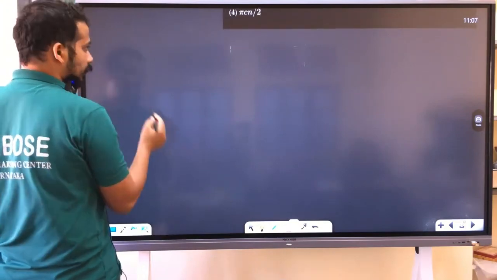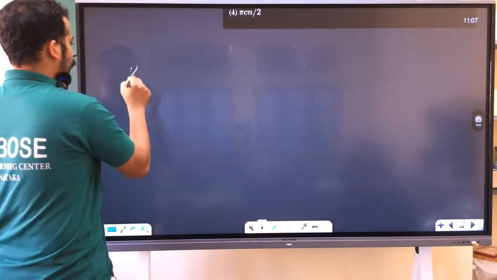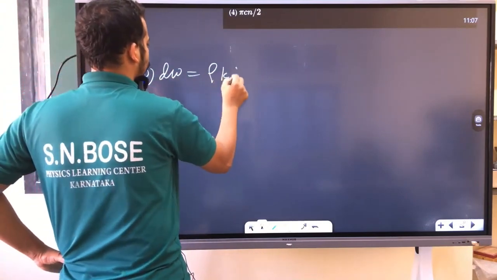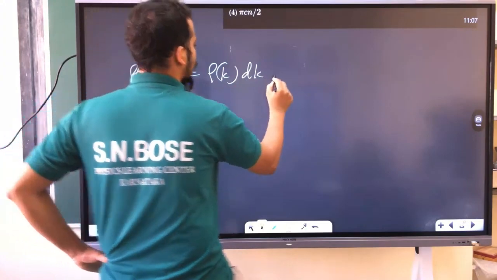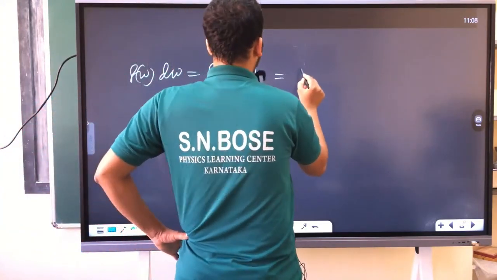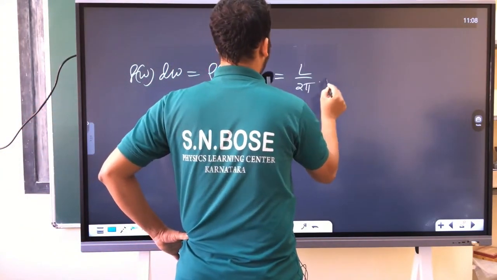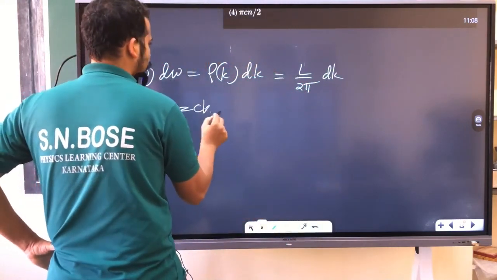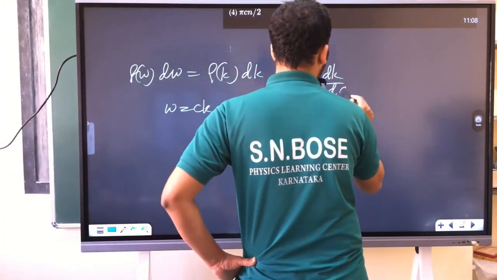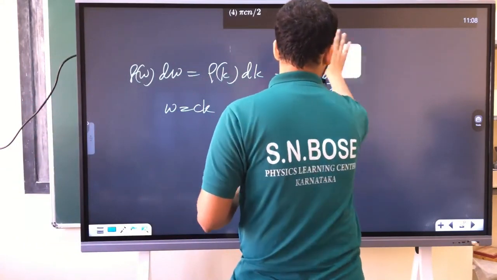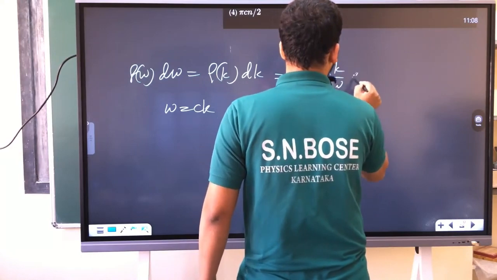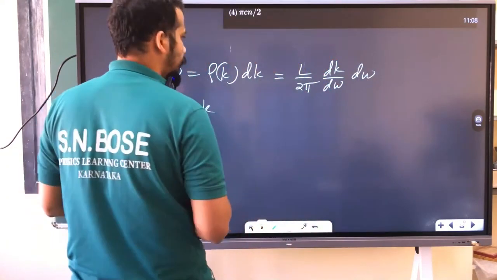Rho of omega d omega, that's equal to rho of k dk. In case of one dimension, this is equal to L by 2 pi into dk. Am I right? Omega is equal to c into k. That's why dk by d omega into d omega. Is that okay?